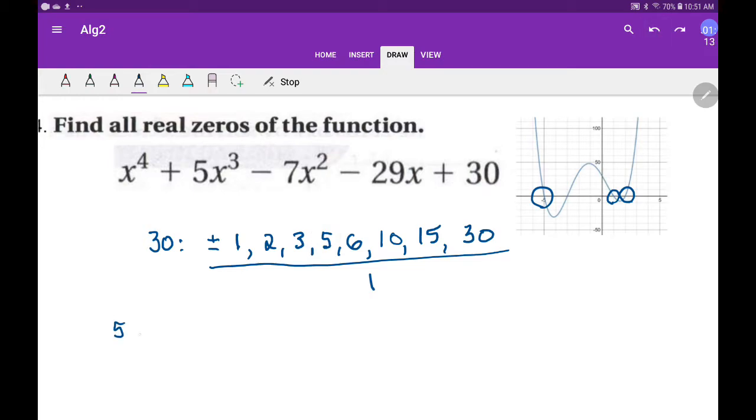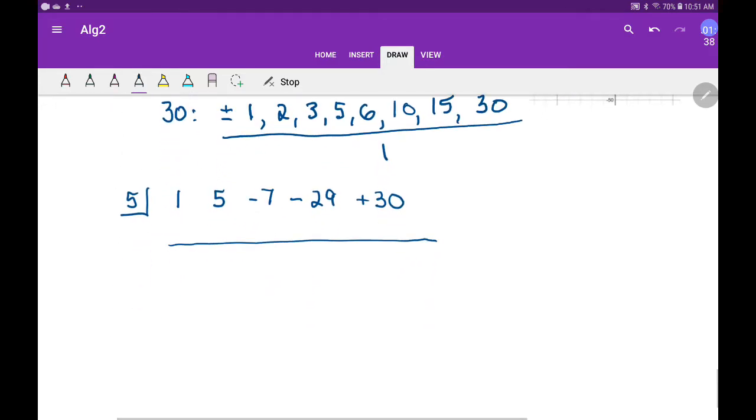So I'll say 5, and I'll use my coefficients here. 1 and 5 and negative 7. You get the idea. We have 1, 5, negative 7, negative 29, plus 30. I didn't skip any exponent of x, so I didn't have to put any zeros. And let's see what we have here. We'll bring down the 1, and we'll say 5 times 1 is 5, plus 5 is 10. 5 times 10 is 50, plus negative 7 is 43.